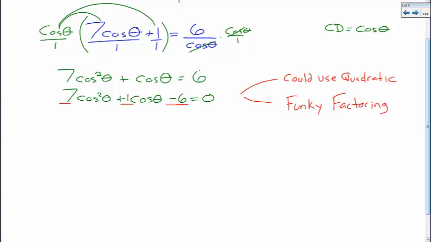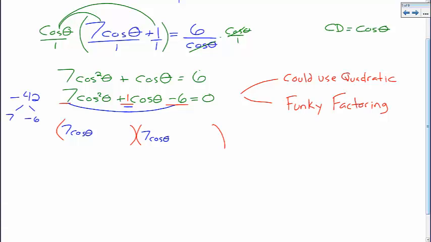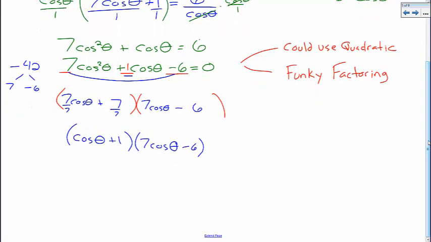If you like, you could use funky factoring or quadratic equation at this point. I'm going to use funky factoring. Both should give you the same factors. I'm going to draw my parentheses, place a 7 cosine theta on the left. I multiply my a and c to get negative 42. The factors that add up to b are 7 and negative 6. Now I'm going to divide out any common factors. In the first there's 7, so that's gone. And I come out with two factors, cosine of theta plus 1 and 7 cosine of theta minus 6.